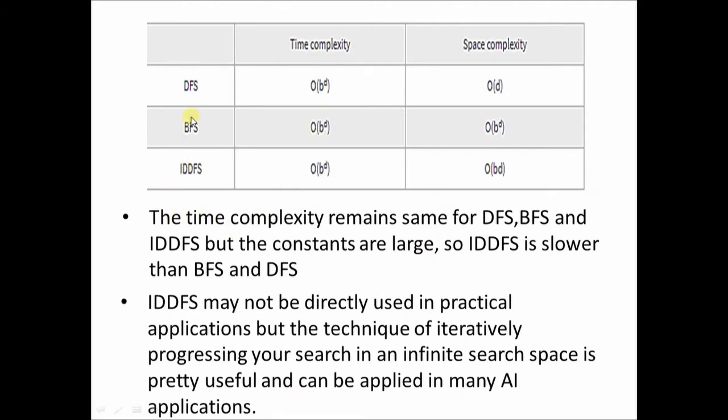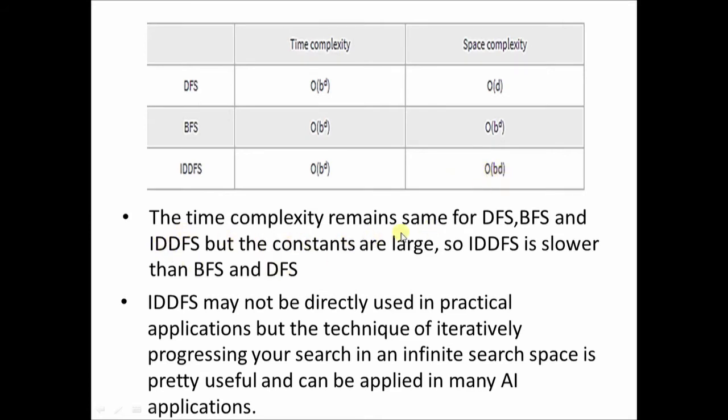Now if you see the time and space complexity of the other methods, these are the three methods that we have studied so far. The time complexity of depth first search is O(b^d). Space complexity is O(d). For breadth first search also the time complexity is the same, but the space complexity is again exponential here. It is O(b^d). Now iterative deepening depth first search is a combination of the best things from DFS and the best things from BFS. However, the time complexity remains the same, and the space complexity happens to be O(bd).